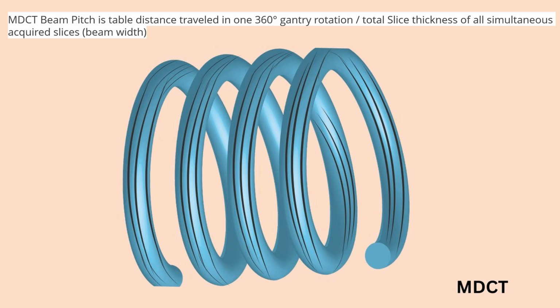Therefore, for multi-detector CT systems, the pitch is commonly called beam pitch and is defined as the table distance traveled in one 360-degree gantry rotation divided by the total thickness of all simultaneously acquired slices, known as our beam width, where beam width is calculated by multiplying the number of slices by the slice thickness.